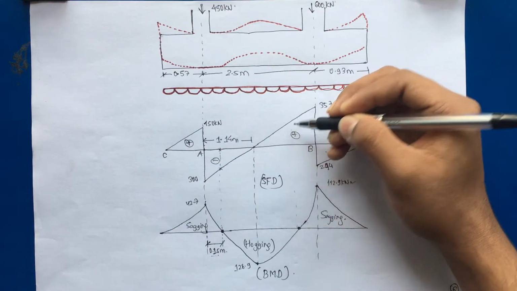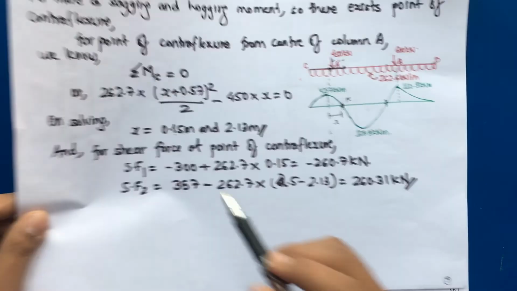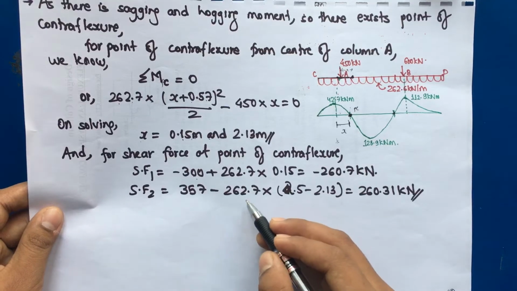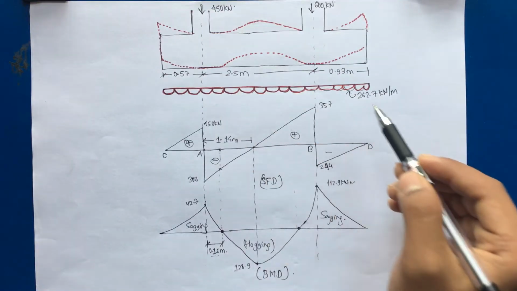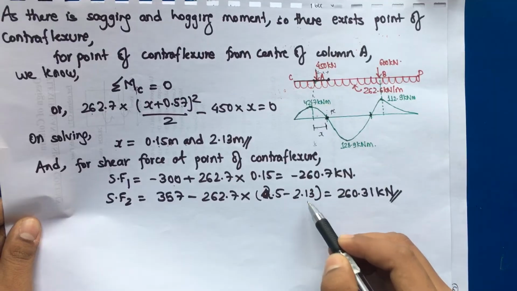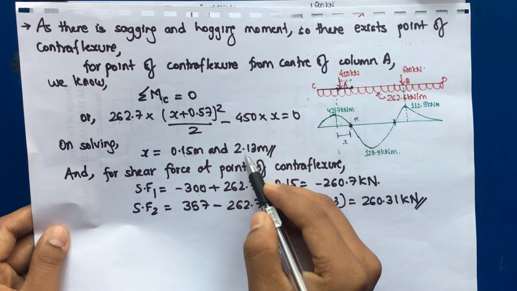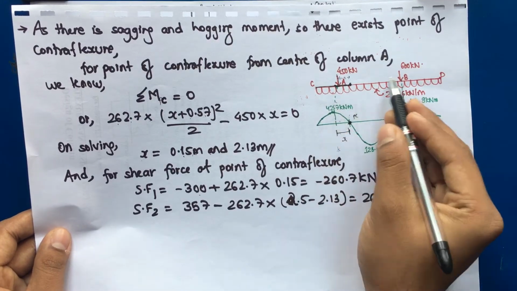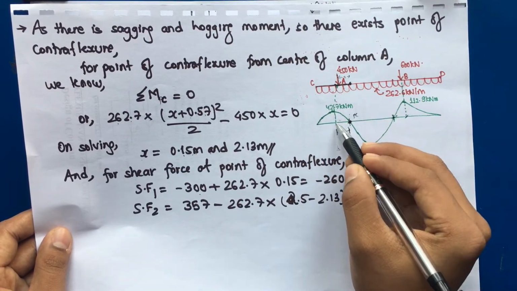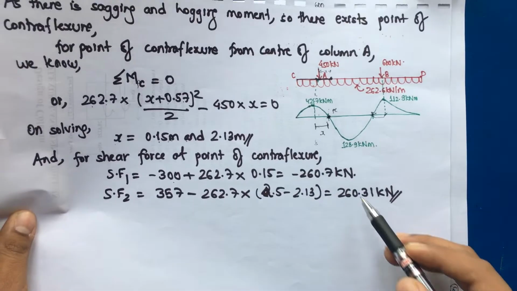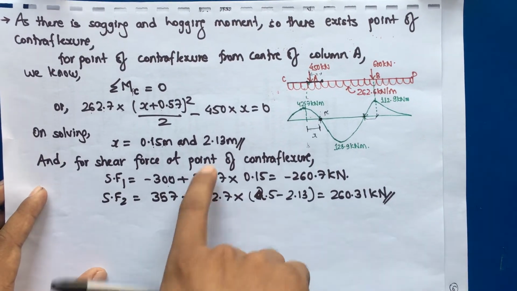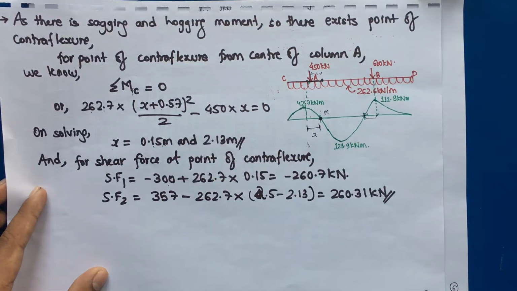Okay, this will be a positive value, and it is nothing but 357. This is the maximum shear value: 357 minus 262.7, that is the UDL, into 2.5 minus 2.13. As we have computed 2.13, we are interested in this value. 2.5 is the center to center distance between columns, minus this distance, we will get this value. So we can compute, and this value comes as 260.31 kilonewton. So these two values will be necessary to check for the curtailment of the positive reinforcement.